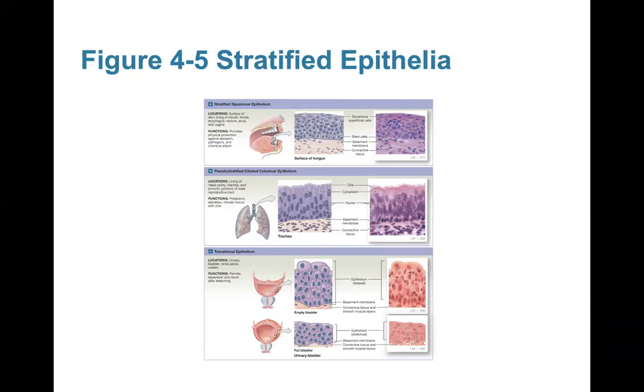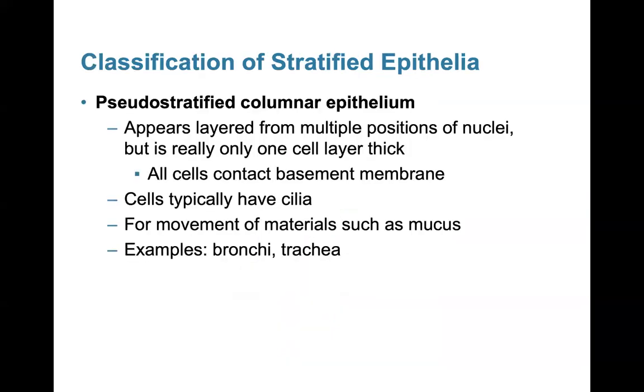Transitional epithelium, this is only found in the urinary tract. This permits expansion and recoil after stretching. Your bladder and your urinary structures actually do not stay patent, which means they don't stay open. When they're empty, they will collapse. And when they start to fill up with urine, what happens is you start to expand the walls, and this transitional epithelium allows for that to happen.